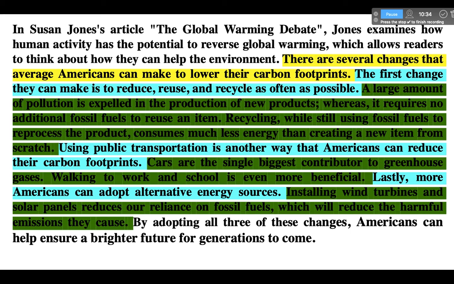All right. So to kind of break it down, you have your topic sentence. Make sure your topic sentence is sufficiently broad, meaning the several changes. Okay, we're not listing those supporting points right away. So there are several changes that average Americans can make to lower their carbon footprints. And then the supporting points are the changes. So we have reducing, reusing, recycling, public transportation, and alternative energy sources.